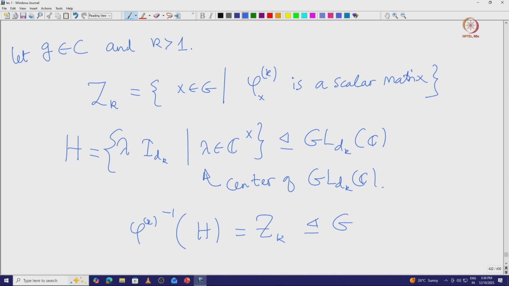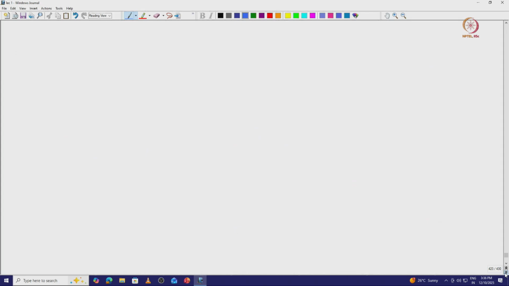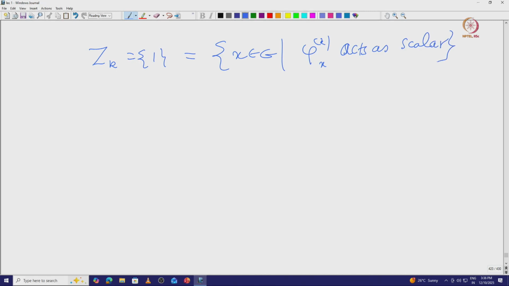But since G is simple, that would imply that Z k is trivial, otherwise it has to be full, which would make G abelian. So, we have Z k trivial for all k, which consists of all elements in G such that phi k of x acts as a scalar. This we have from the simplicity of G.